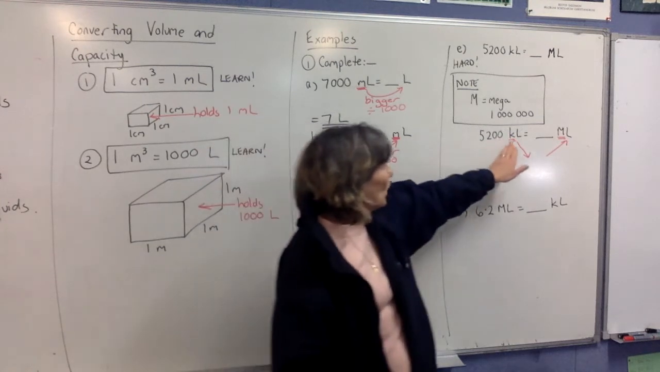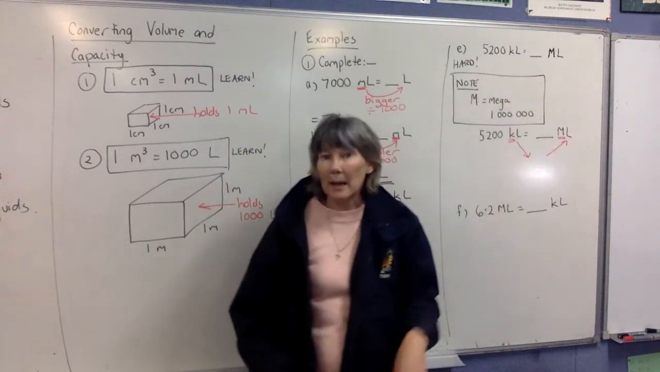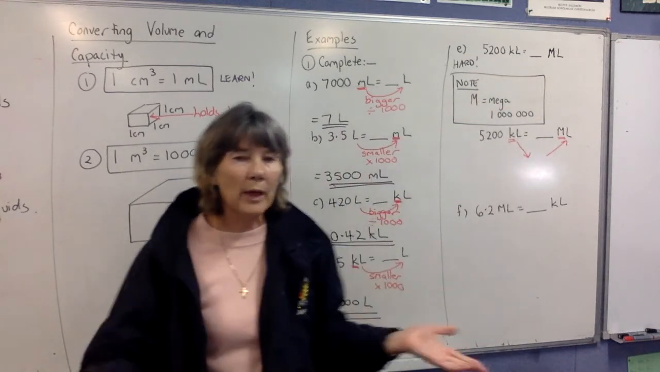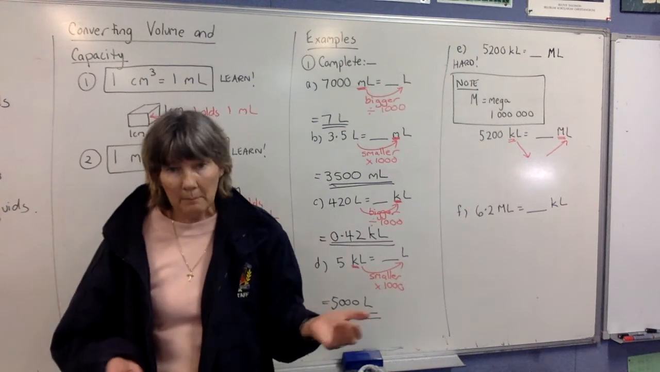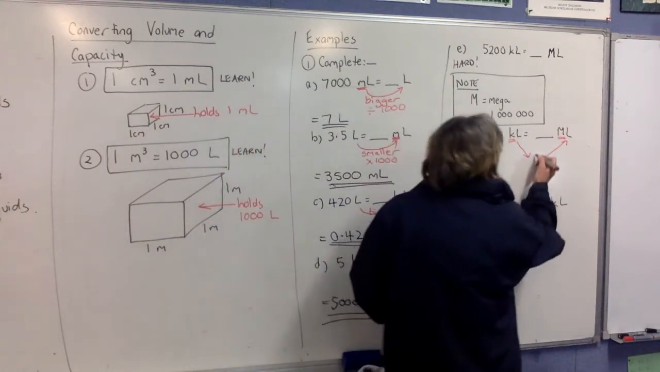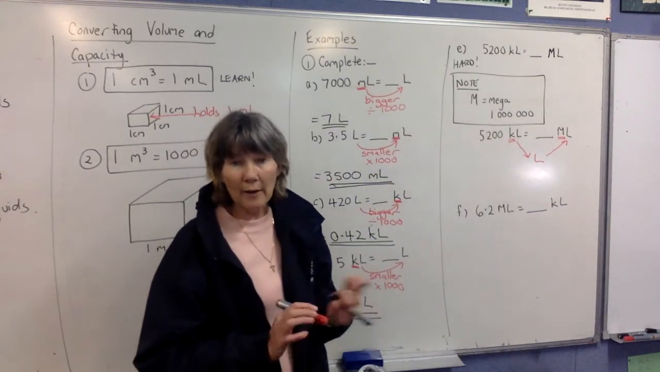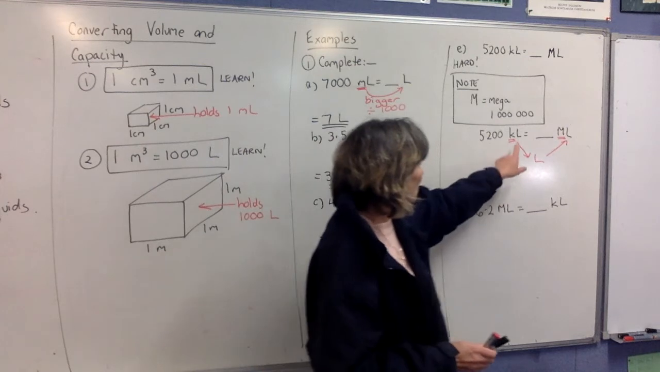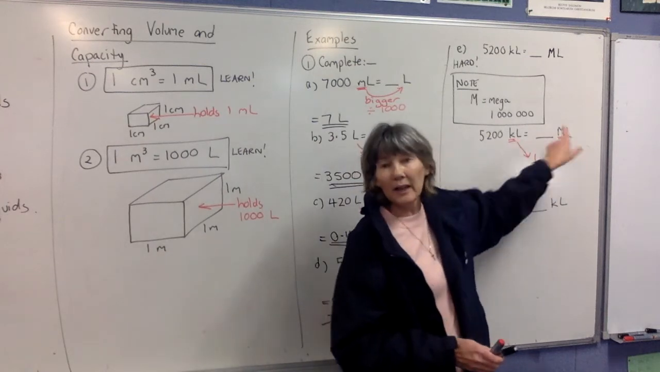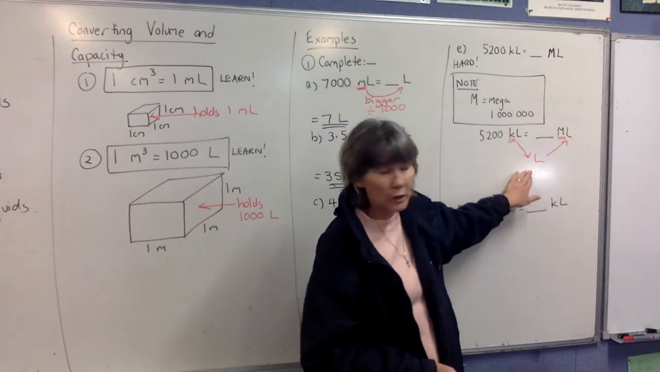Now, we have 2 prefixes here. We've got kilo and we've got mega. So that's too confusing to know what number we're talking about. So this is what we do. We go to what we call the base unit. The base unit does not have a prefix. So we're just going to look at the second letter here, and that's capital L. That's our base unit, so we're going to go to L first.